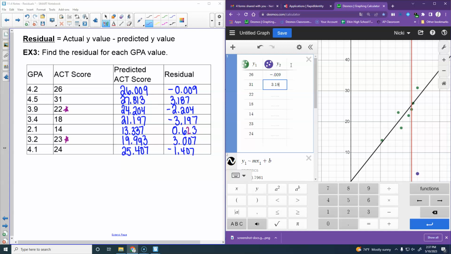-0.009, 3.187, -2.24, -3.197, 0.623, 3.007, -1.407. Okay. All right. Okay.